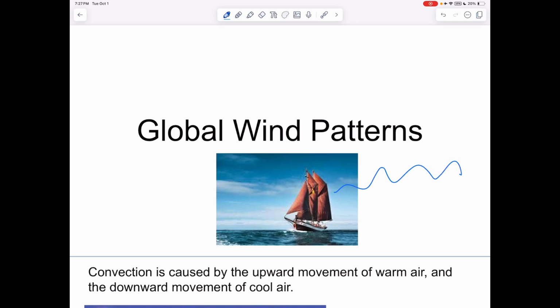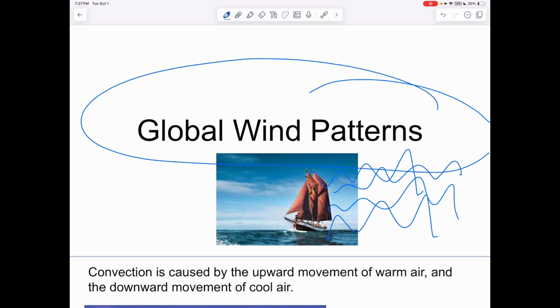Can you feel the wind blowing? Shh. That's because it's Global Wind Patterns Day. Let's go.